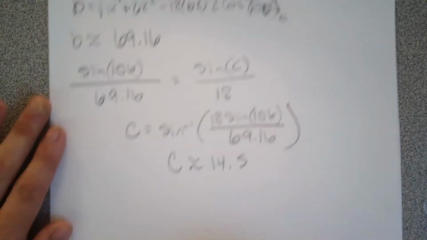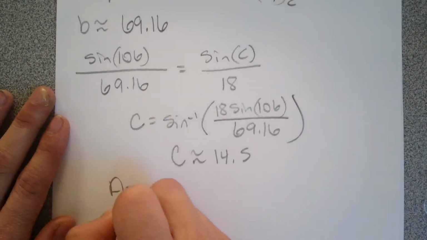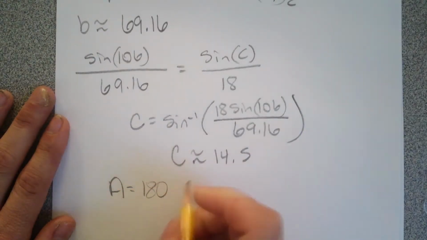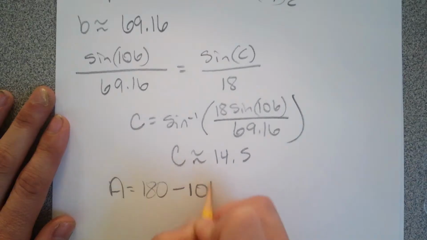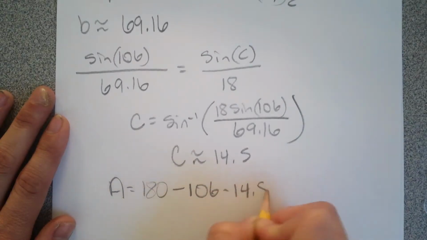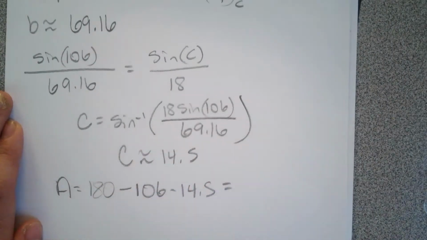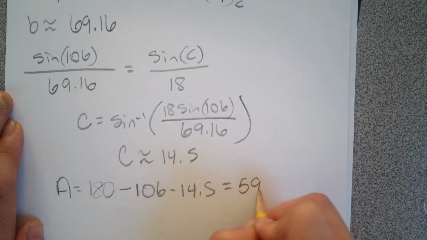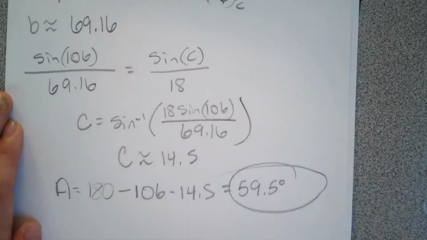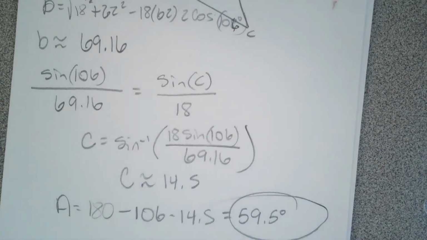Subtract from 180. So I get that angle A is 180 minus 106 minus 14.5, which gives me 59.5. So if we had just instead left at a 59.5 degree angle, we would have gone straight to that outpost C. Is that good? Thank you for that.